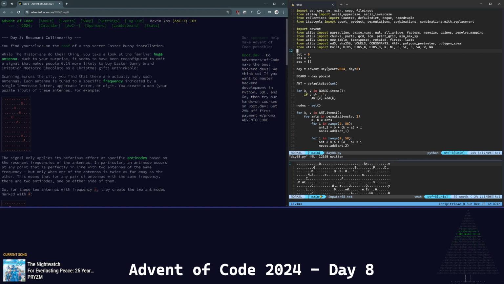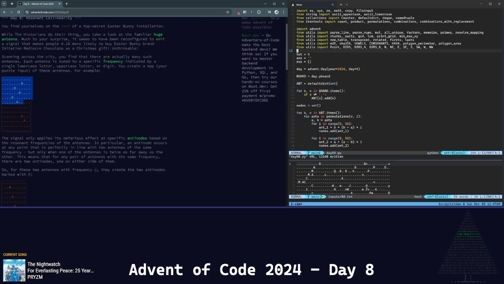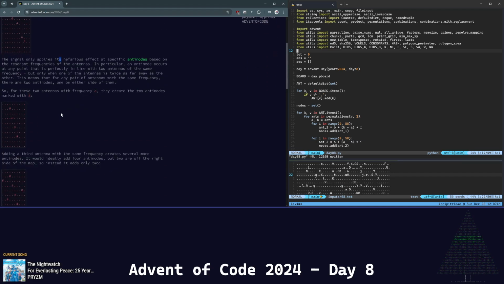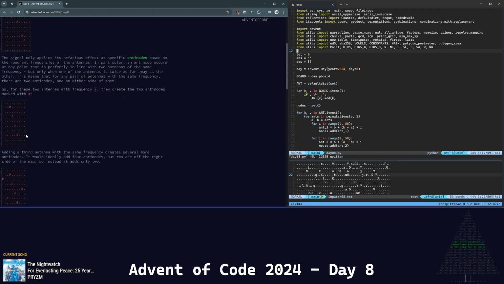But the breakdown of this problem is you're given a grid and everything that's not a period represents an antenna tuned to a specific frequency, so like all the zeros are tuned to the 0 frequency and the A's are A frequency or whatever, and there's different uppercase or lowercase letters or numbers. The important thing to note is if there's 2 antenna in part 1 that are the same frequency, they create an antinode here, which is like take this, go the same distance to the next A, and then plop, there's an antinode, and then also this way, there's an antinode here.